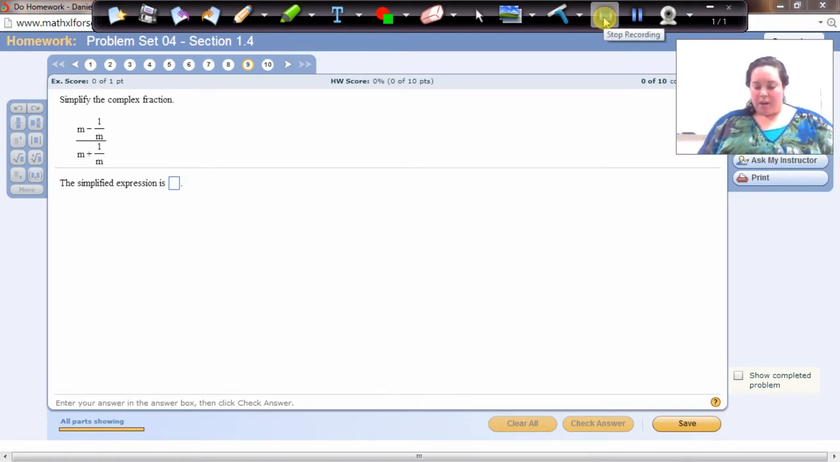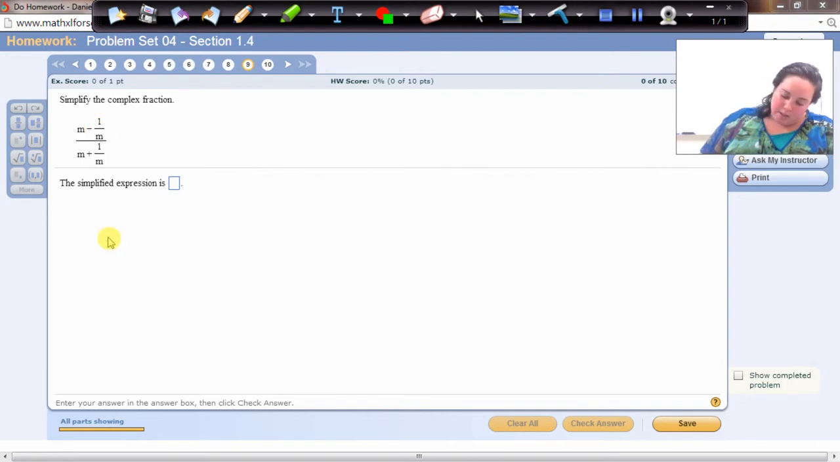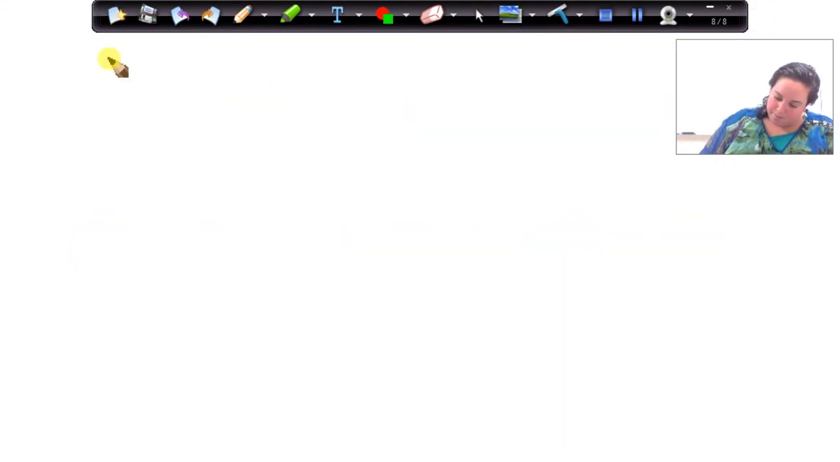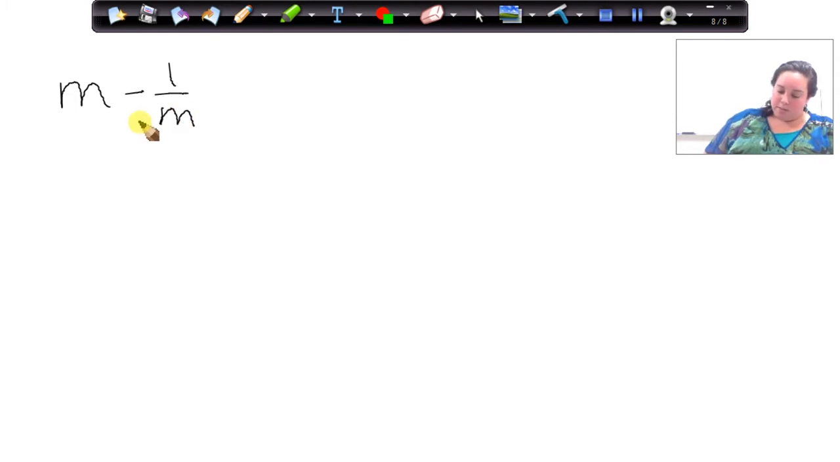Simplify the complex fraction. We have fractions inside of other fractions here. So first, let's try to simplify the numerator separately. Okay, so new page, m minus 1 over m. There we go. M minus 1 over m. Okay, so we want to subtract these two things so we can get one single fraction.